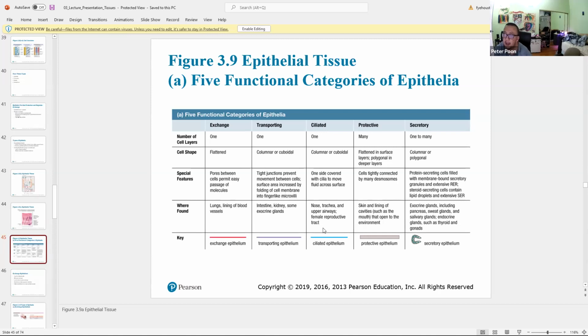Cilia. Cilia in epithelium, again, is one layer. It doesn't make sense to have cilia on multiple layers of cells. So cilia are going to move. The difference between cilia and microvilli is that cilia move and microvilli don't. Cilia move and they generate currents, and when they generate current, they move fluid across the surface. So anywhere you want flow, you need cilia in epithelium: the nose, trachea, your upper airway, the female reproductive tract where the egg travels.